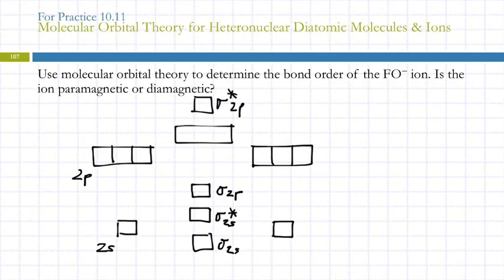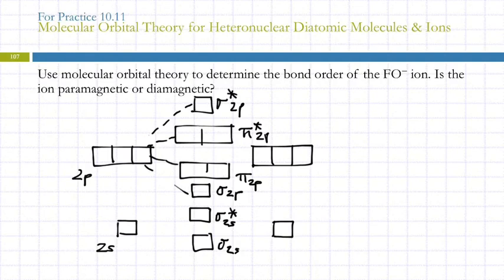And then in the middle, we've got the pi 2p and the pi star 2p. So these are coming from those guys, and these are from the s. So let's put fluorine over here and oxygen over here.